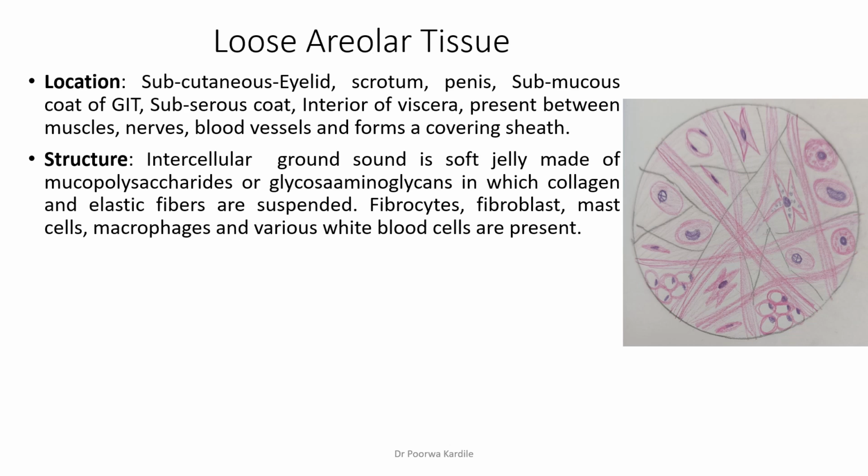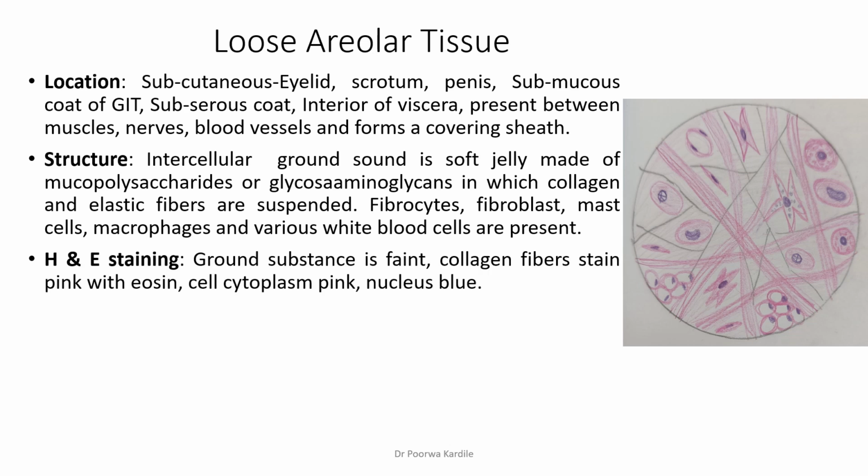And if we see histologically the structure of loose areolar tissue, the intercellular ground substance is soft, jelly-like. It is mainly made of mucopolysaccharides or glycosaminoglycans, in which all the three types of fibers, collagen, elastic and reticular fibers are there. And all varieties of cells, mainly the fibroblast, fibrocyte, mast cell, macrophages are present. And on routine H&E staining, the ground substance appears faint.